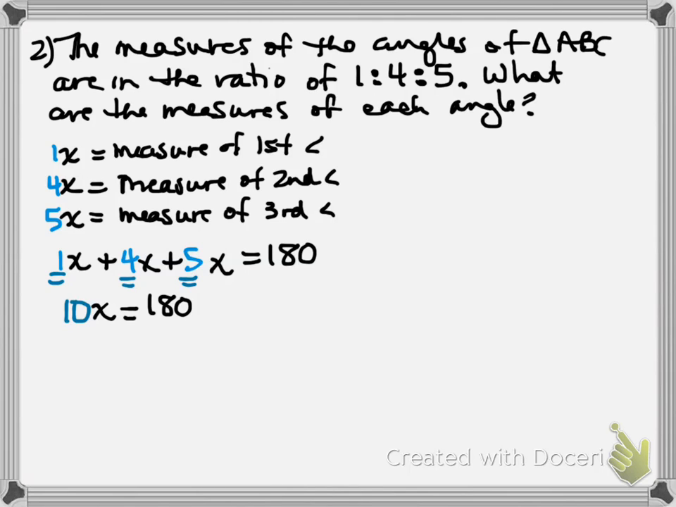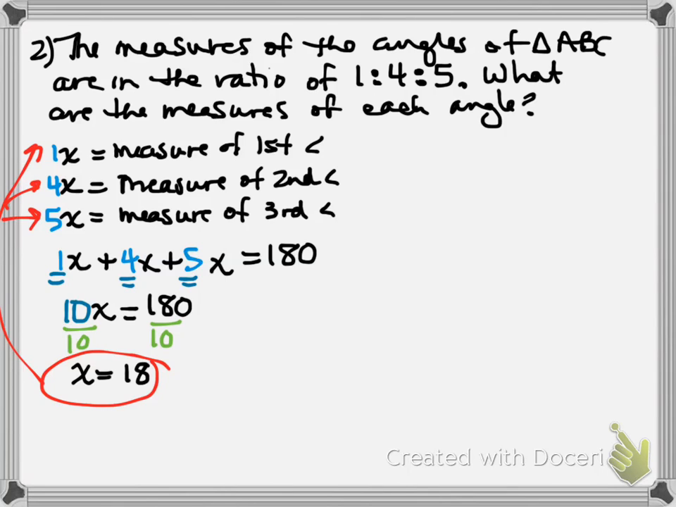So how do I get x alone? I'm going to divide by 10, right? Do inverse operations. And I get x equals 18. Now, is that the measure of an angle? No. Well, kind of technically is. But the reason why it's not, it's just what I reduced all my angles by. So to figure out what my angles actually equal, I'm going to substitute this, go a little further, into the 3 definitions. So for the first one, I have 1 times 18, which equals what?